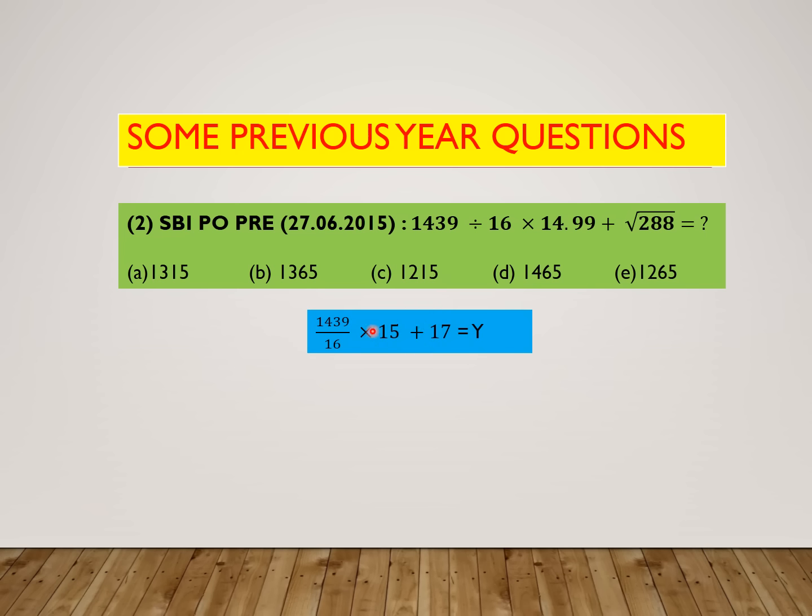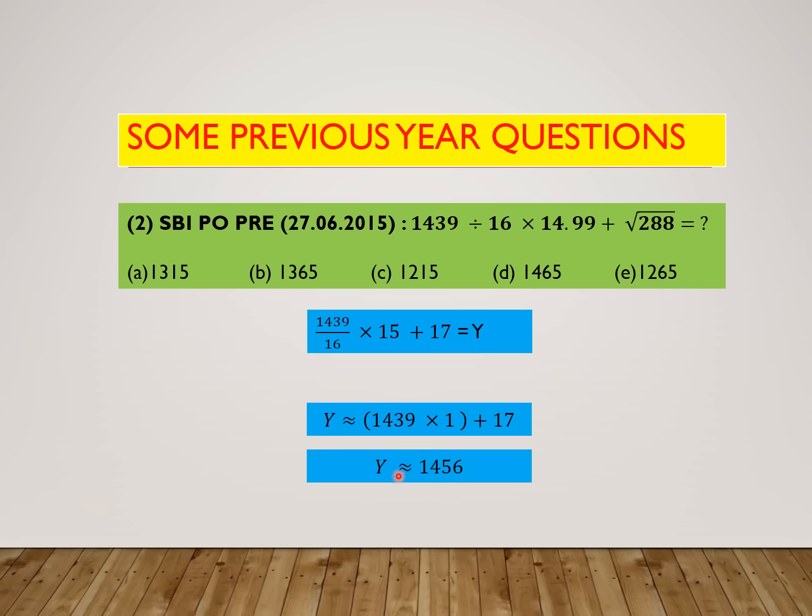So 15 by 16 will be approximately equal to 1. So the number y will be approximately equal to 1439 into 1 plus 17. So we can say that the approximate value of y will be equal to 1457. So the closest value is option number D.